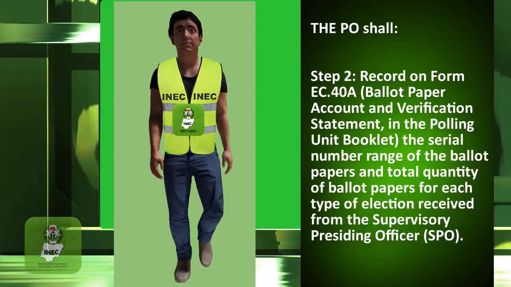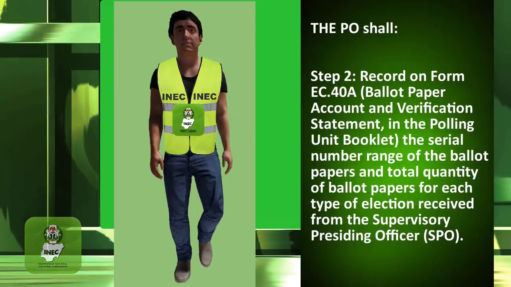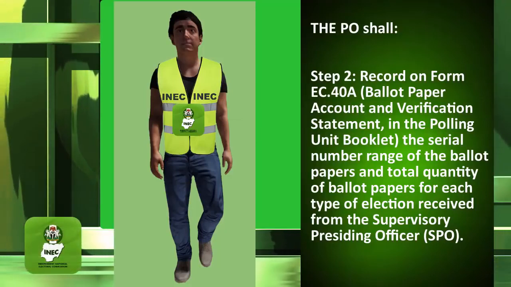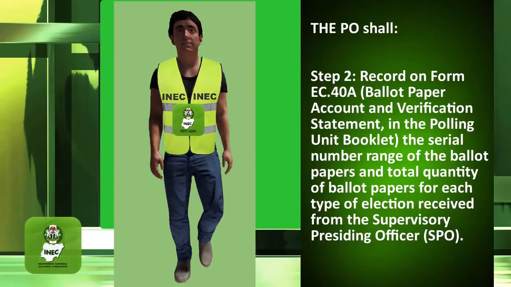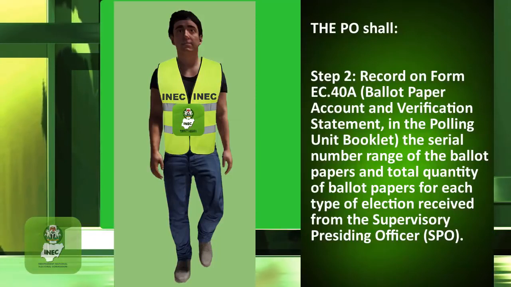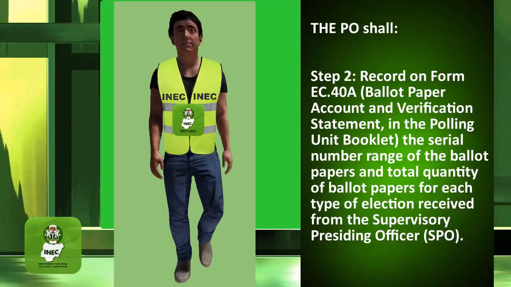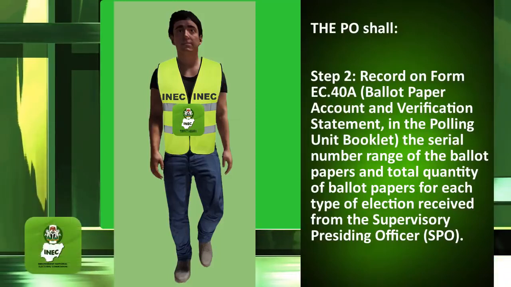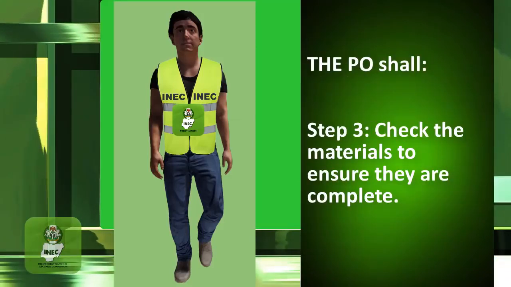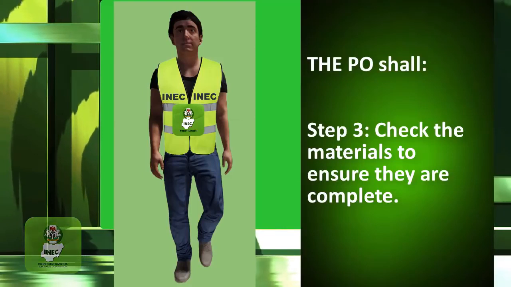Step 2. Record on Form EC 40A, ballot paper account and verification statement in the polling unit booklet, the serial number range of the ballot papers and total quantity of ballot papers for each type of election received from the Supervisory Presiding Officer (SPO). Step 3. Check the materials to ensure they are complete.